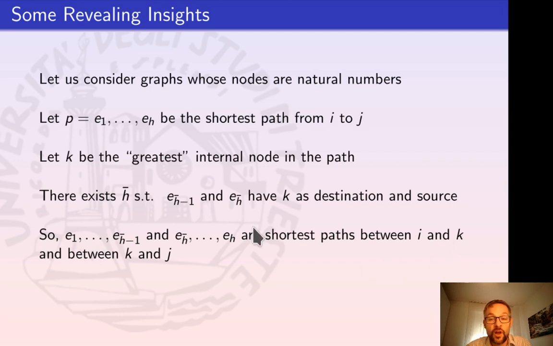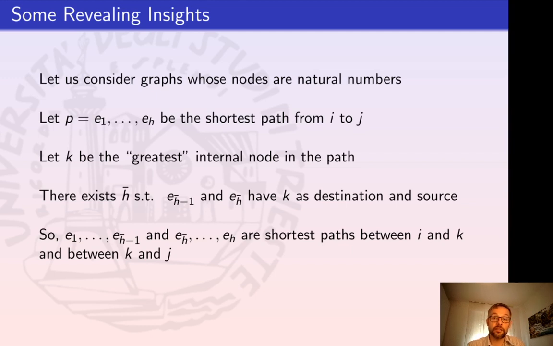Okay? So the prefix of the shortest path from I to J should be the shortest path between I and K. Of course, the very same thing also holds for the last part of the shortest path. So the path going from K to J should be the shortest path between K and J. Okay? So right now we have reduced the problem of computing the shortest path from I to J to the problem of computing the shortest path from I to K and the problem of computing the shortest path from K to J.